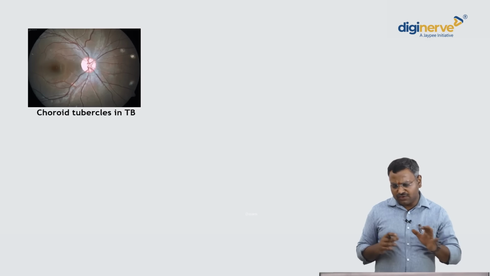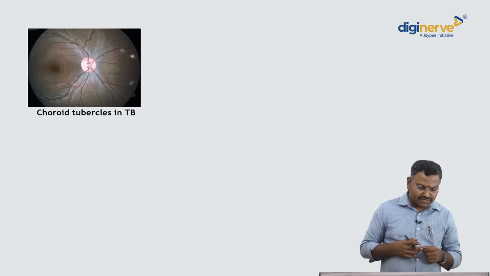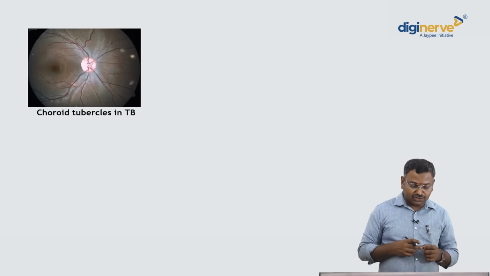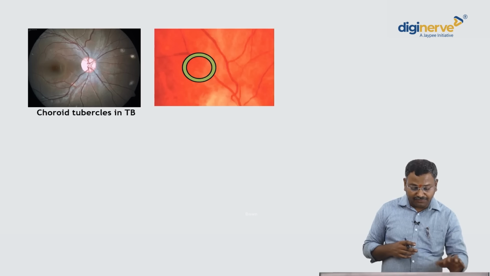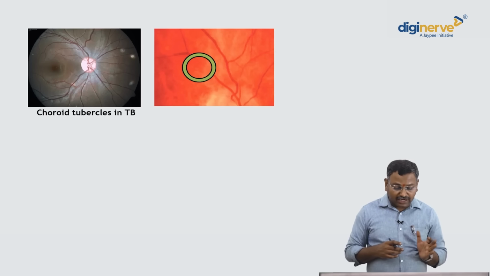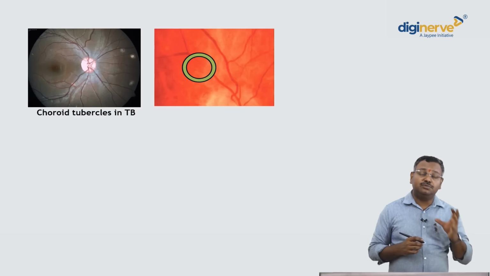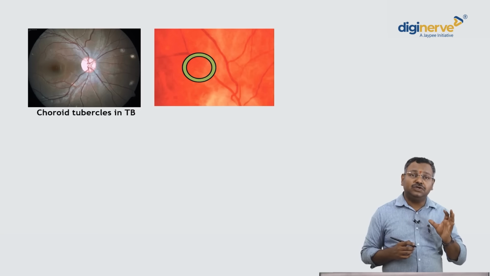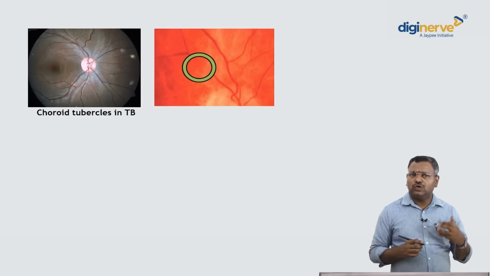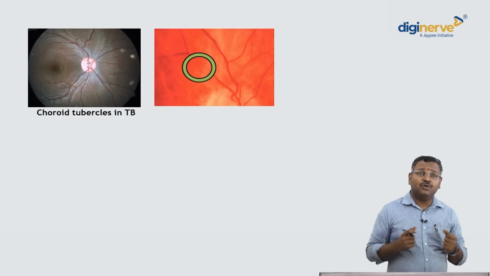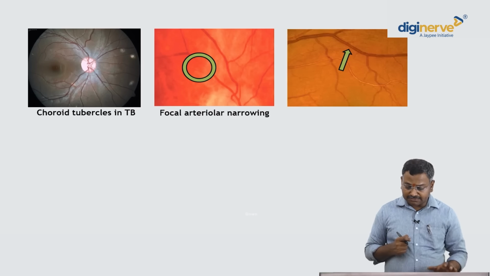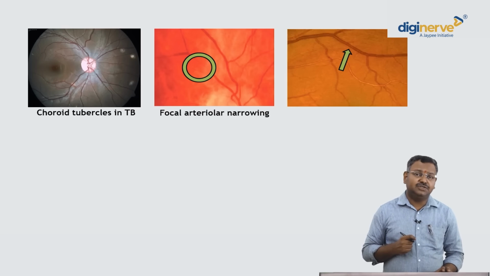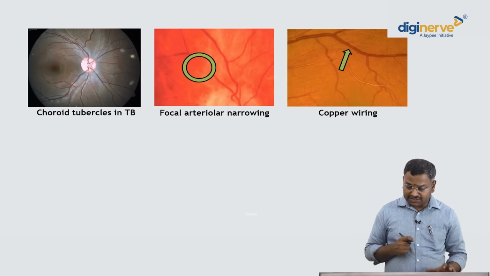Fundus gives us a lot of clues for various other diseases. If you see choroid tubercles, that could be a feature seen there. You could get focal arteriolar narrowings. Now this could be due to blocking of the arterioles, could be due to hypertension, could be due to other conditions like procoagulant states causing focal ischemias. You could get copper wiring, again a feature of hypertension, very classically you see that copper wiring there.